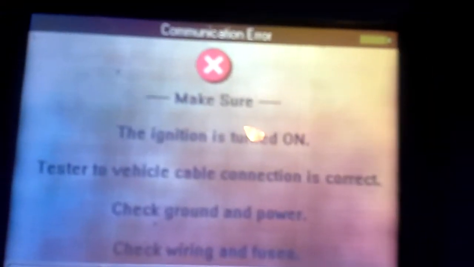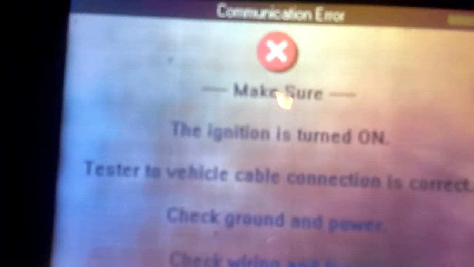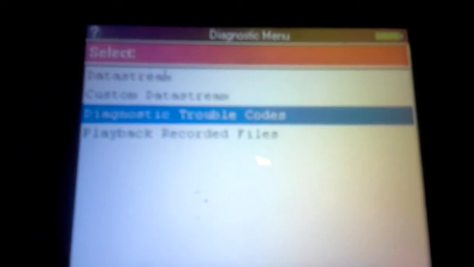Alright, in this case, basically you want to have the engine running. As long as you got your Genesis video, whenever we did like part 1 or part 2, we did the code reads on it, as long as you got that one. Alright, now we're going to diagnostic troubleshooting codes. Going to go ahead and read codes.